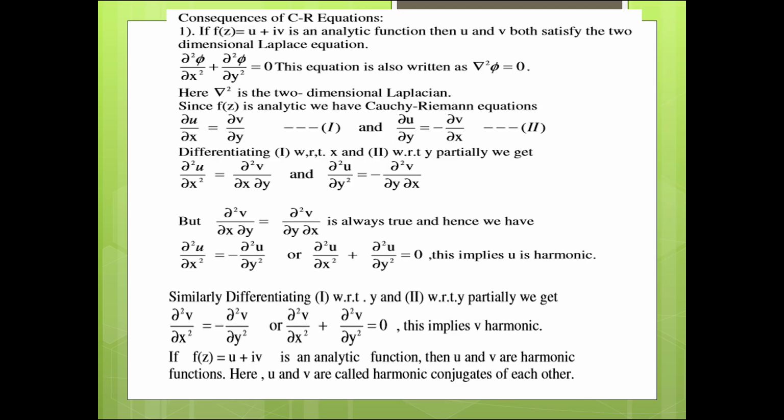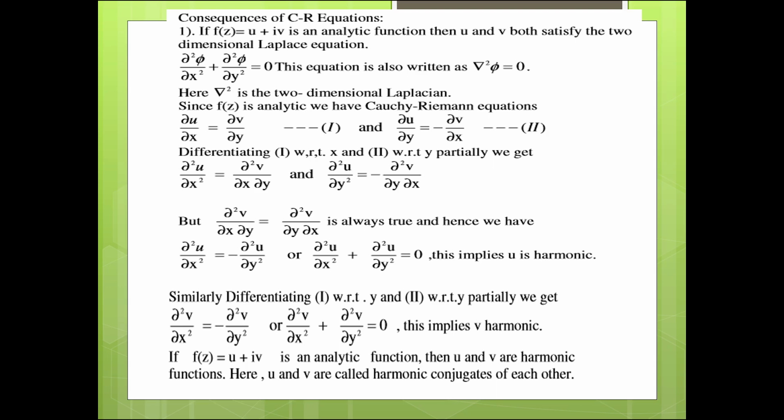Next, consequence of CR equations. If f of z equal to u plus iv is an analytic function, then u and v both satisfy the two-dimensional Laplace equation. Dou square phi by dou x square plus dou square phi by dou y square equal to 0. This equation is also known as del square phi equal to 0. Here del square is the two-dimensional Laplacian.